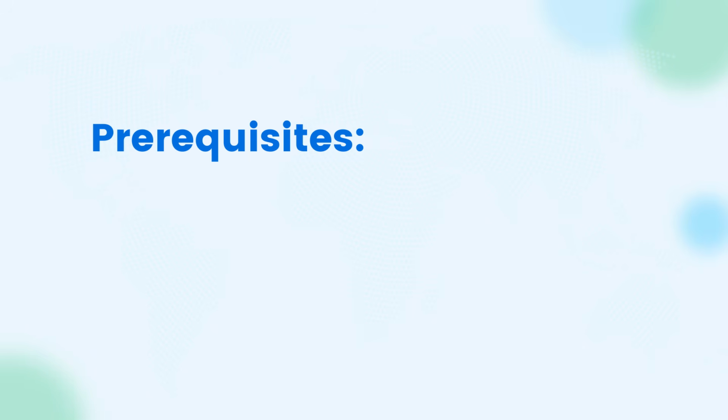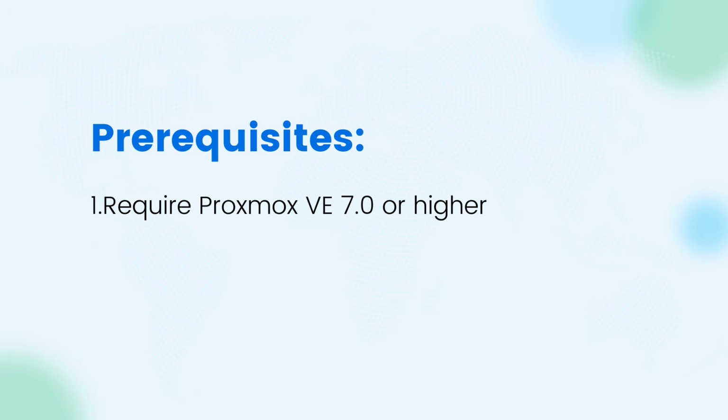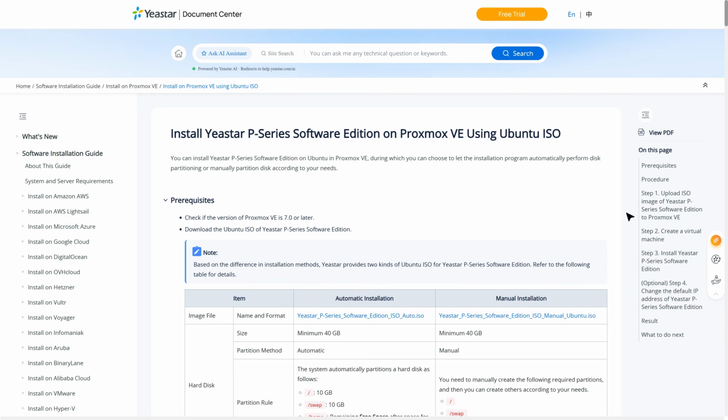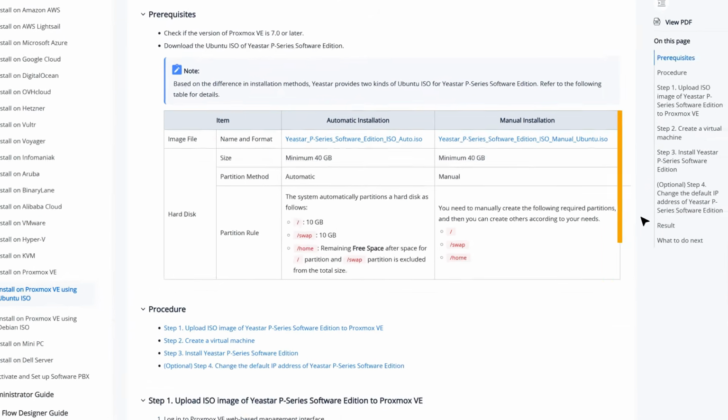Now let's get started. There are two prerequisites. Verify your Proxmox VE version is 7.0 or higher, and download the Ubuntu ISO image for the Yeastar P-Series software edition from the Yeastar official website. Please refer to this table for the details.